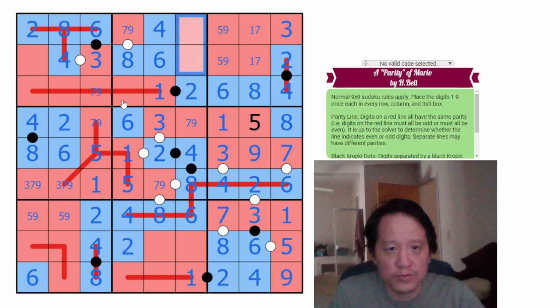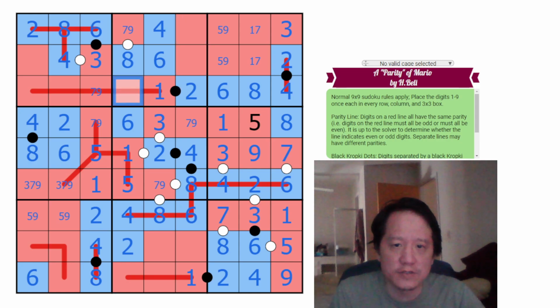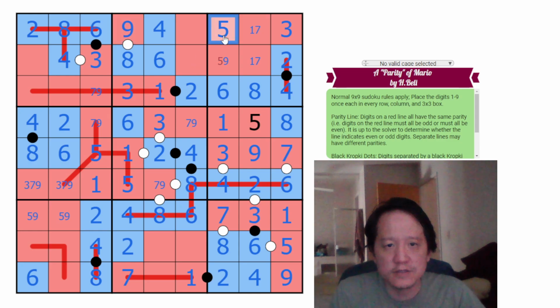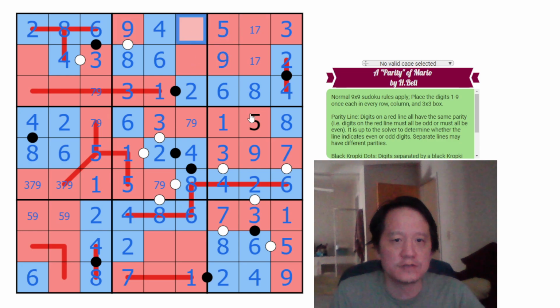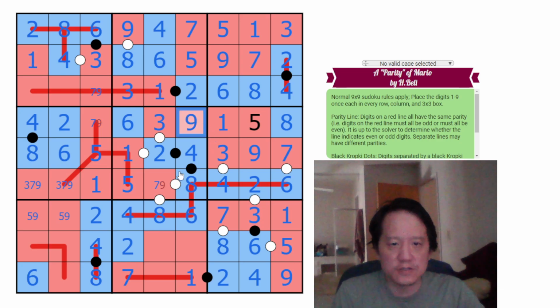So this can't be 3. Oh, this has to be 3. So this is 7 and 9. So that's 7. This is 9. This is 5. This is 9. This is 1 or 7, but it can't be 1. So this is 7, 1, 7. This is 5. We have 1. This is 1. So this is 9, 7, not 8, 7.